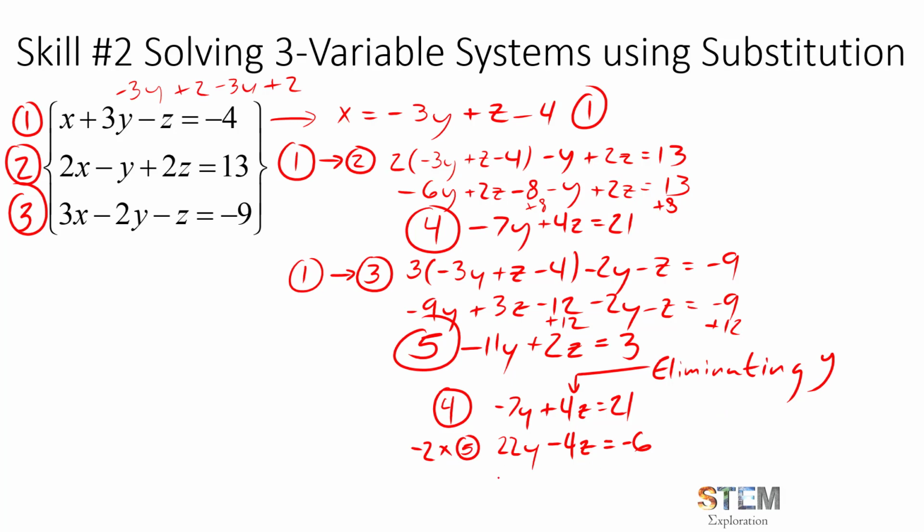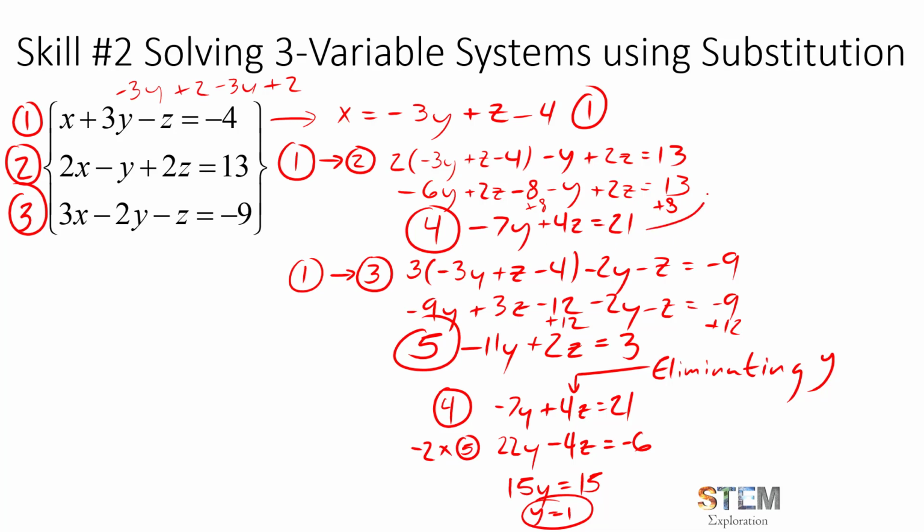So now I subtract 7 from 22. This will give me 15y. All right, 21 minus 6. This will equal 15. And I can find very quickly that y is equal to 1. I have one of my solutions. And so now what I'm going to do is plug y into both of these equations and figure out what z should be.